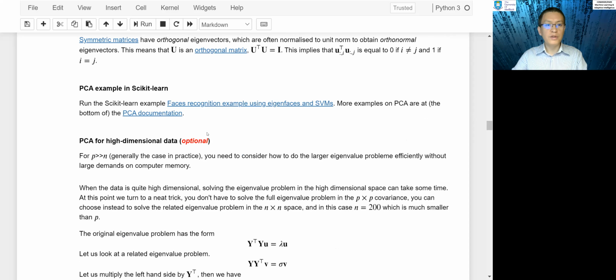There's a very good example of face recognition in scikit-learn that you should go through. You should go through that example in scikit-learn on face recognition.